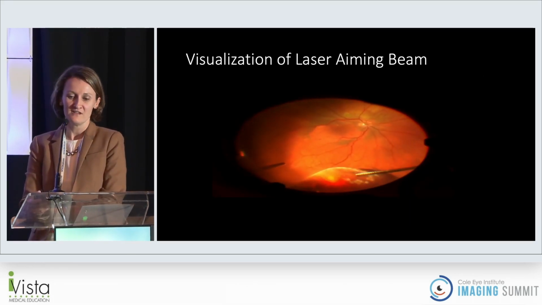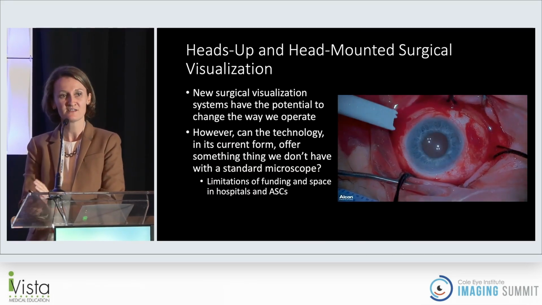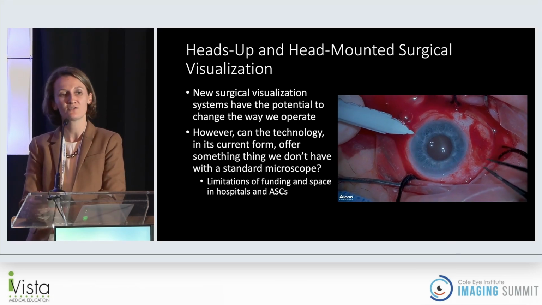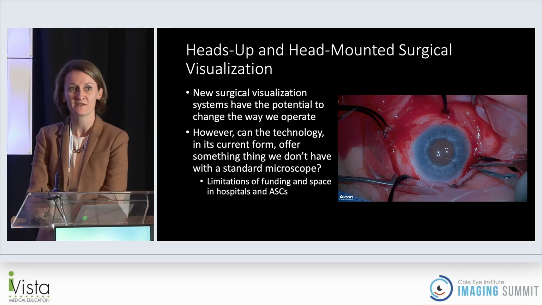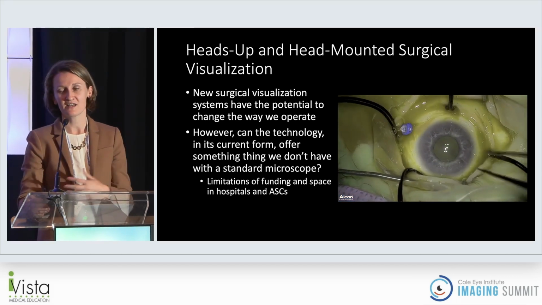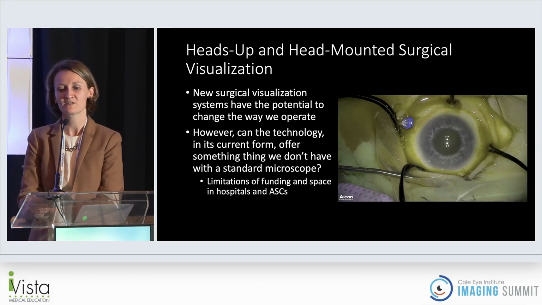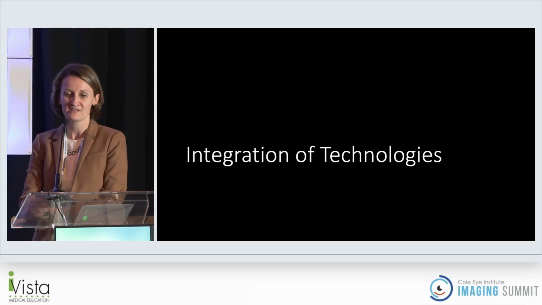So there's things. Sometimes being able to see the laser beam is also difficult. These systems, I think it's important to continue to utilize them to really move them forward. But the reality is you always have to keep in mind that any system, especially like an ASC, is only going to be able to purchase so many scopes. Can this one scope do all the things for all the people in your ASC?